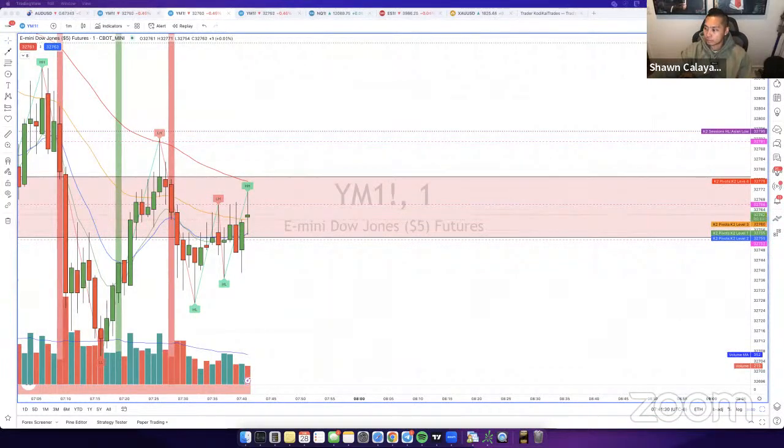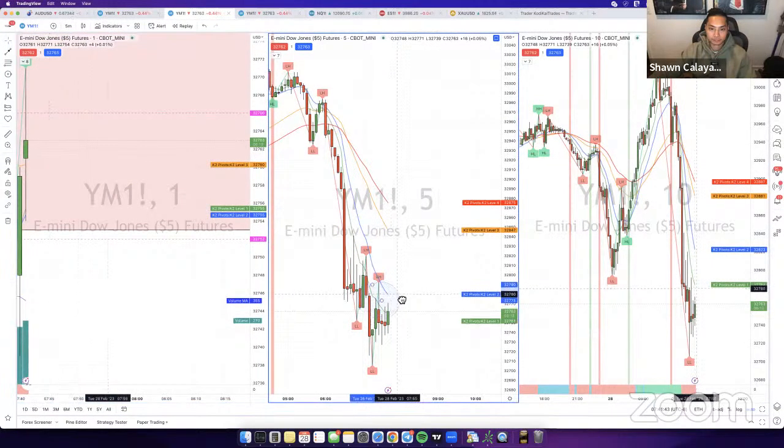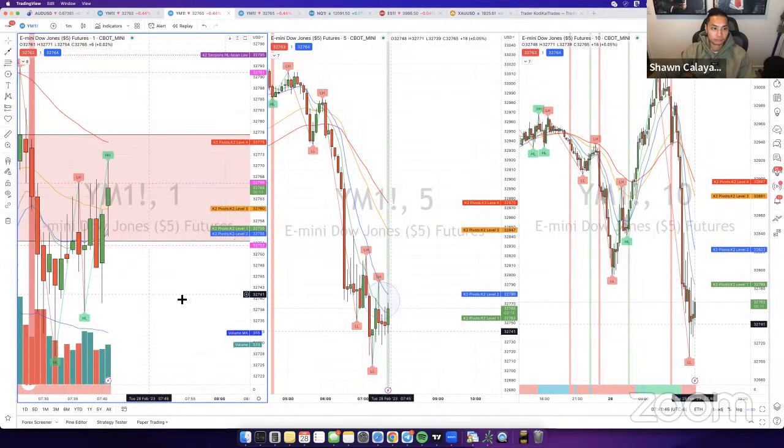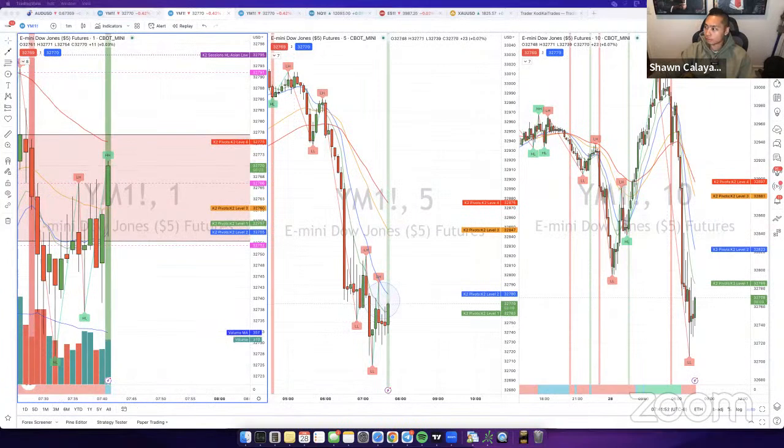Let's see. Yeah, exactly. Glenn said Wick City. Yeah, there's huge wicks on both sides. Not a good area to trade in. Yeah, I just don't really see too much going on here as price continues to, obviously, bounce around.